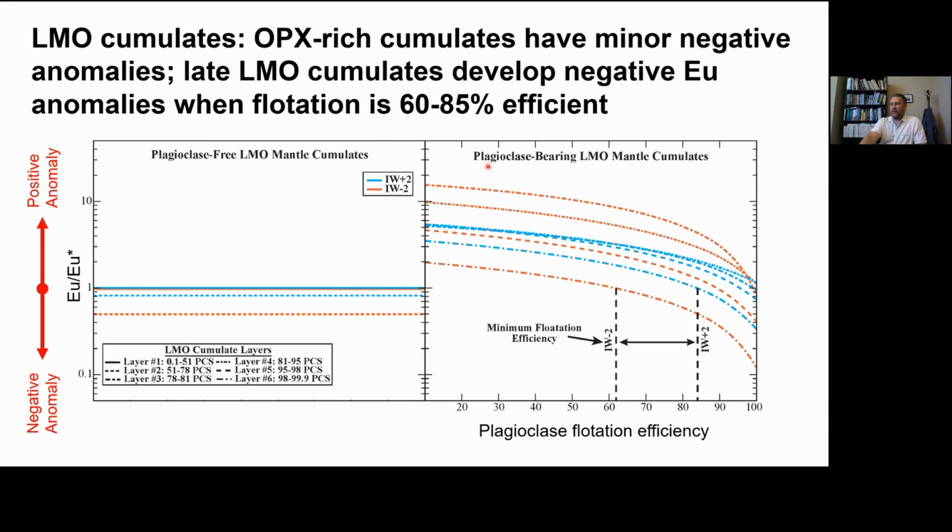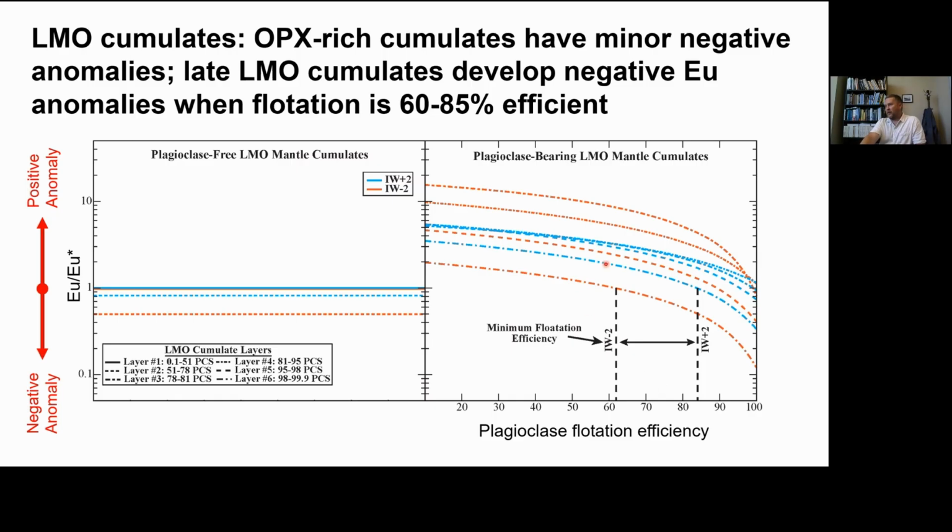And then looking at the later stages of magma ocean solidification, Jesse calculated the europium anomalies as a function of plagioclase flotation efficiency. So if you retain some plagioclase in those cumulates as they form, what is the europium anomaly that's produced in that potential basalt source in the lunar cumulate pile?